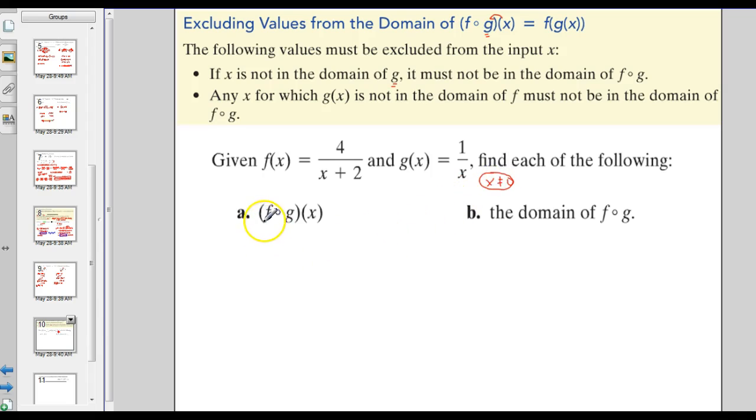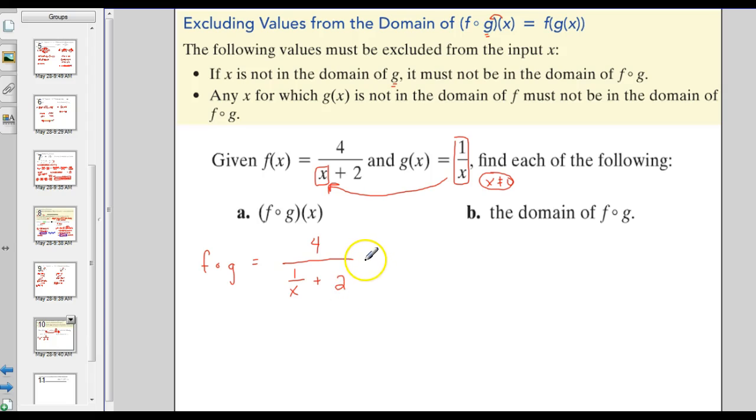Okay, now f composed of g. We're going to take the g function. Okay, we're going to take this 1 over x right here, and we're going to replace this x with it. Okay, that's what it means to plug a function into another function. You replace the x variable here with this entire function. So f composed of g is equal to 4 over, instead of x plus 2, it's 1 over x plus 2.